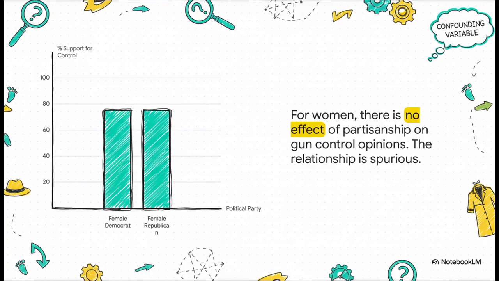And here's a perfect visual of a spurious relationship. So imagine we first saw a big difference between how Democrats and Republicans felt about gun control. But then, when we control for gender and look only at women, we see their support is identical. Doesn't matter what their party is. That means the big difference we first saw wasn't really about partisanship at all. It was actually about gender.